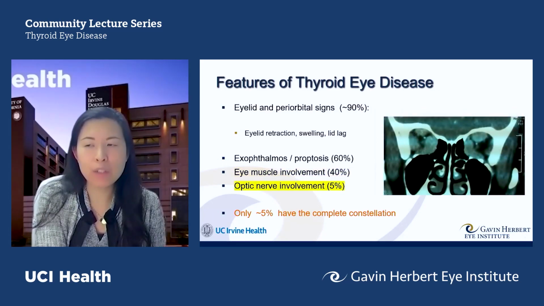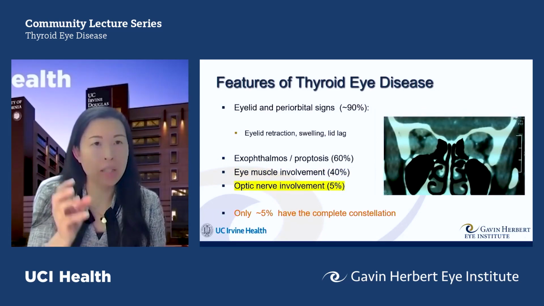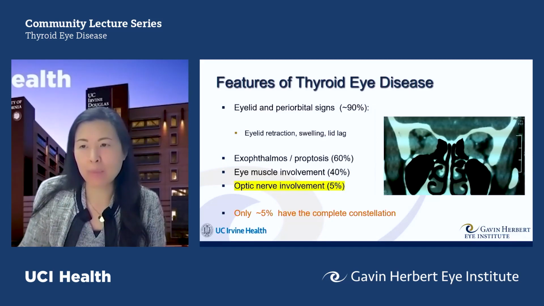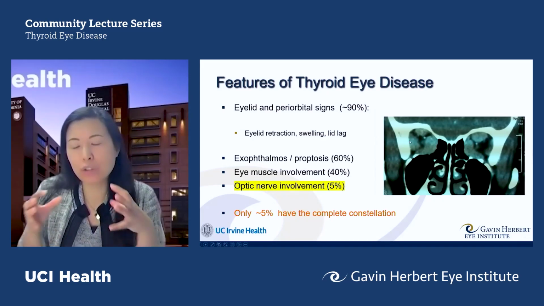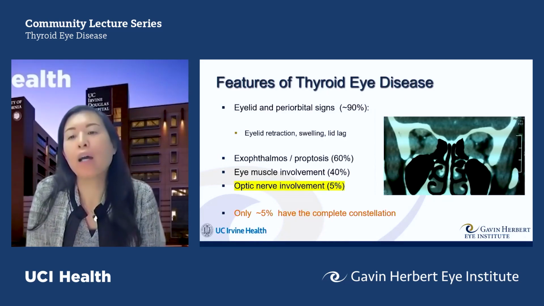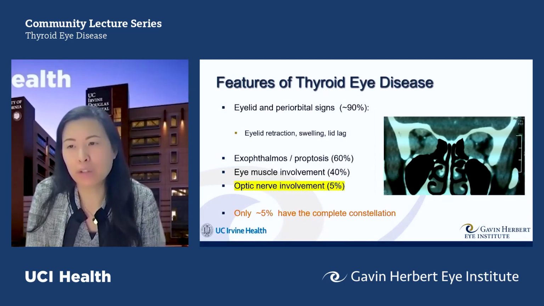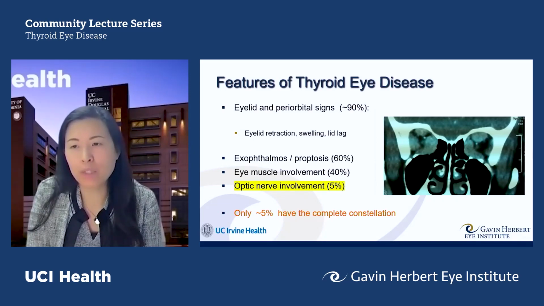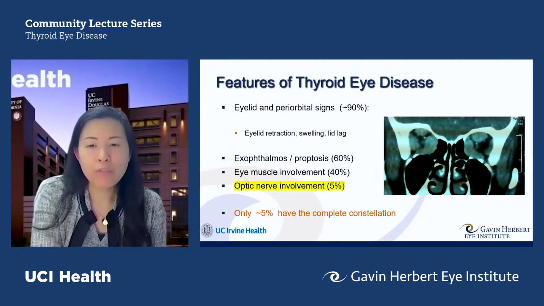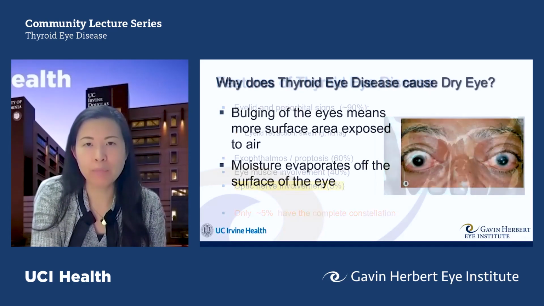And then the optic nerve that we talked about, that carries the signal of vision from the eye to the brain, can be damaged by the disease because the eye muscles are so large and there's just so little space. It squishes on the optic nerve, and it can really hurt the optic nerve. And you'll hear a lot more about that with Dr. Patel's talk. But only 5% of patients have all of these findings at once.